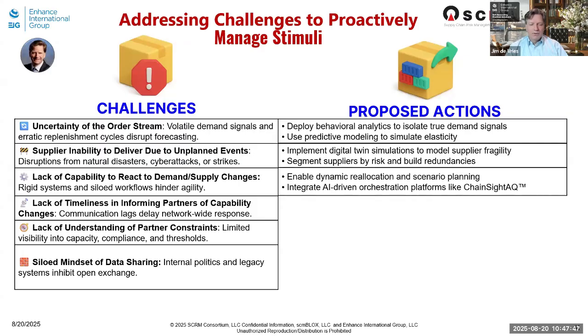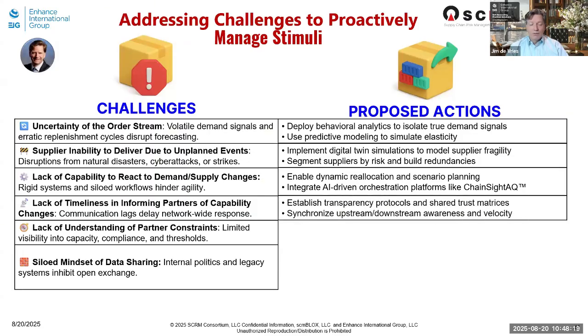Then the next is lack of capability to react to supply demand changes: enable dynamic reallocation and scenario planning. We've talked about that. We do have a tool out there we just launched, ChangeSite AQ, that does the probabilistic stochastic analysis because you can't do it in real time. It includes the scenario planning. So there are some other tools out there, but look for tools that can help you with that probabilistic stochastic problem that's out there. In today's world, we have it. And Greg was doing it back in 2000 and he needed a Cray computer. And now we can start doing it ourselves with AI.